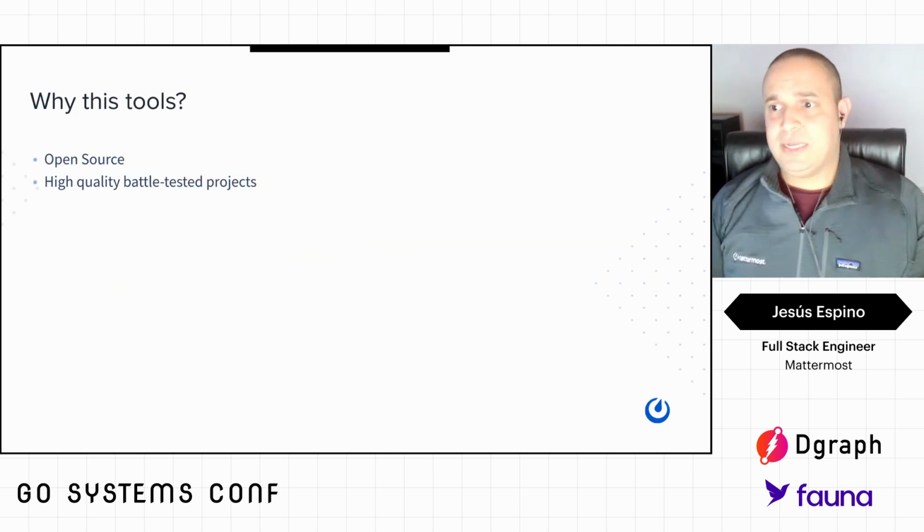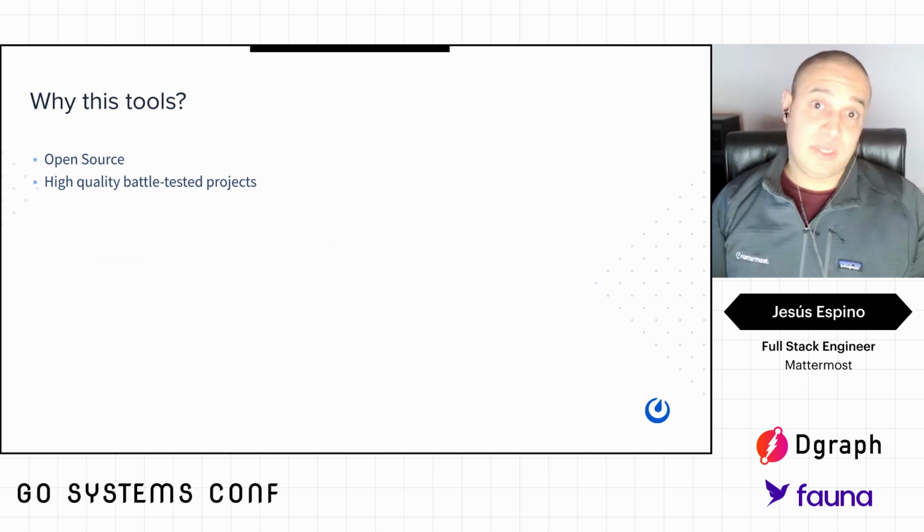Why did we select these tools? We selected these tools because they are open source, and we love open source, and they are high-quality, battle-tested projects. There are a lot of projects using Prometheus, Grafana, and Rudder that are really successful, and for us it's a safe bet.